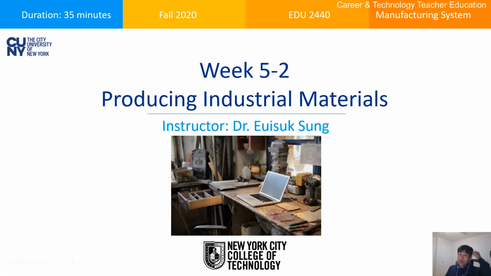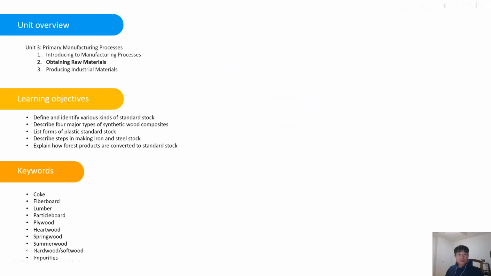Hello, this is the second module in week 5, producing industrial materials. This module is pretty interesting. We see lots of industrial products such as metal or lumber wood, but we haven't looked at how those materials were produced. So this lecture includes interesting facts about material producing.